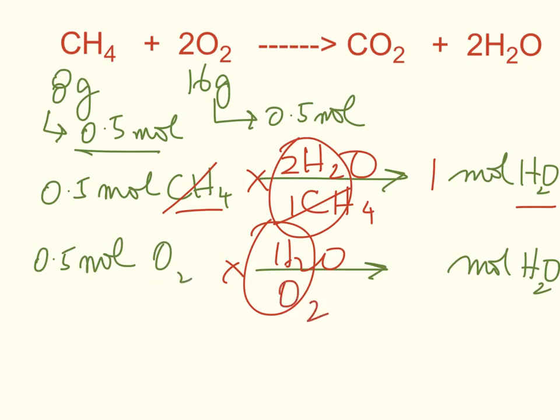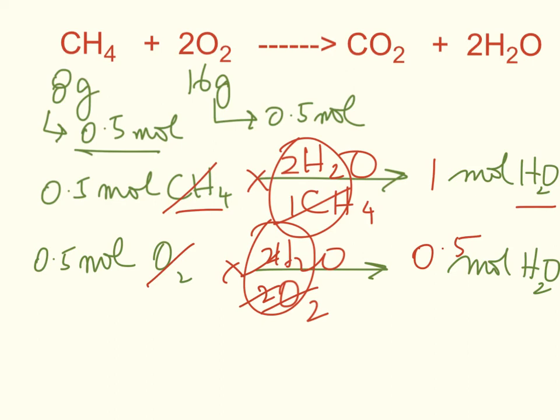the bottom, and then you look at the balanced equation. How many water? 2. And how many oxygen? 2. So I come back and I write 2 here and I write 2 here. This cancels and this cancels and this cancels and this cancels, and I would get 0.5 moles.